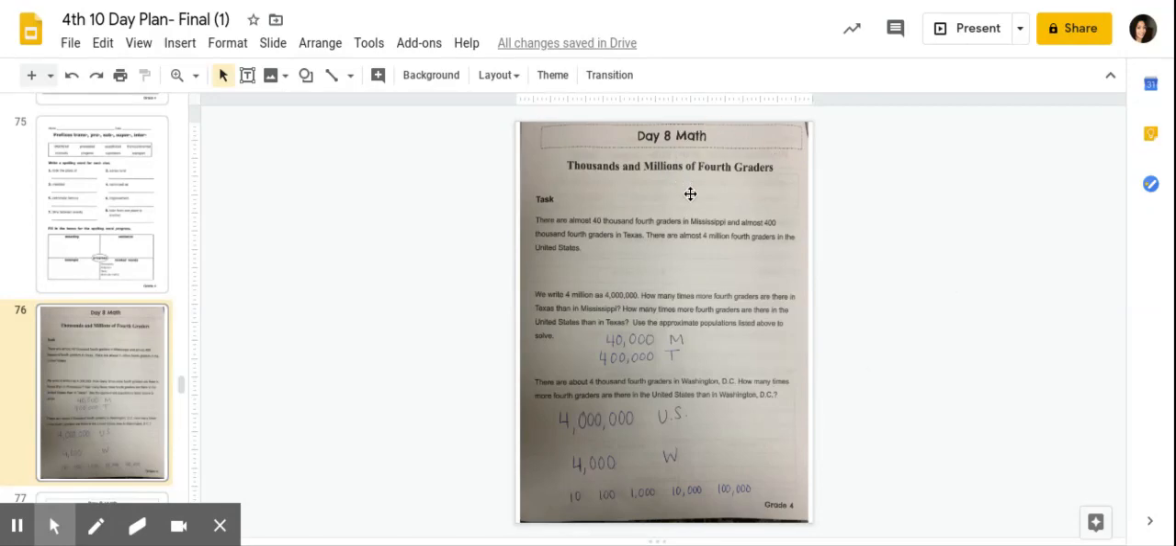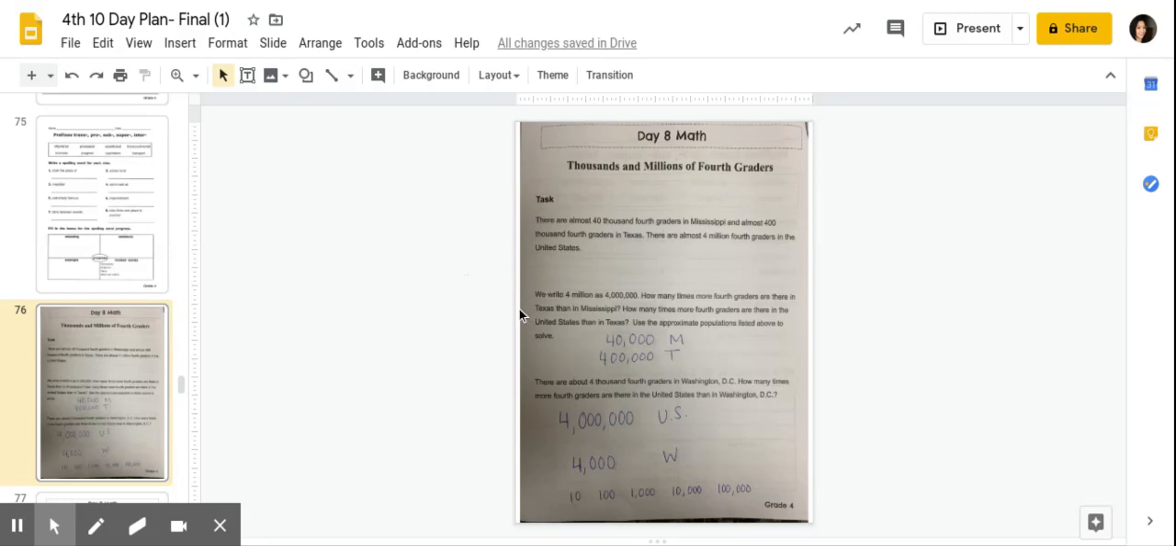The first one is a math task, thousands and millions of fourth graders. The task says there are almost 40,000 fourth graders in Mississippi and almost 400,000 fourth graders in Texas. There are almost 4 million fourth graders in the United States. So this is not asking you a question, it's just giving you information.